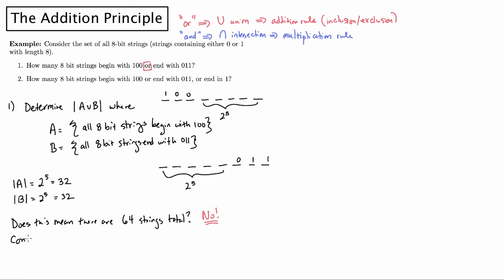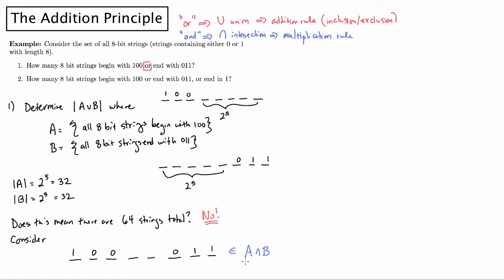I want you to consider a string of the following form. The first 3 elements are 100, the next 2 are open, and the last 3 elements are 0, 1, 1. Then this particular string is a member of the set A intersect B. In other words, because the first 3 are 100, it belongs to the set A, and because the last 3 are 0, 1, 1, it belongs to the set B.